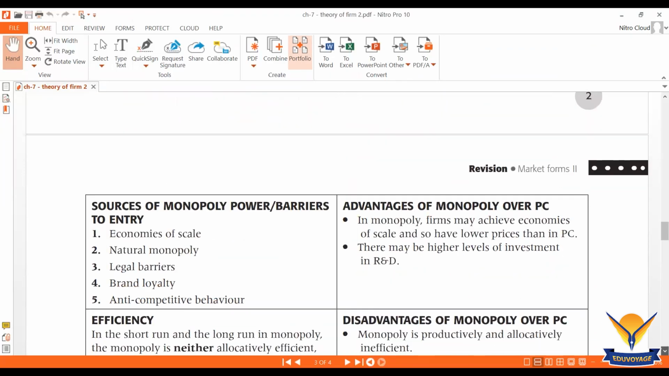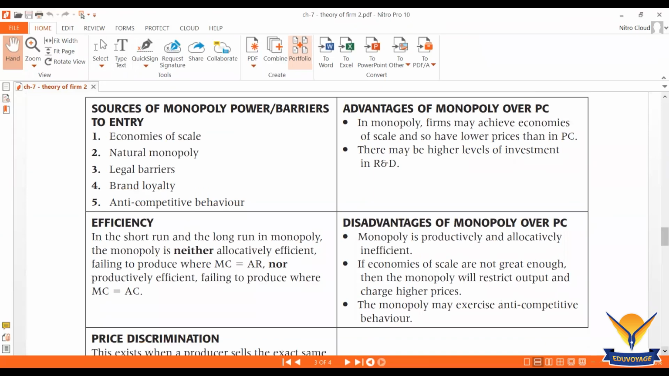Now, this question you get for 25 marks, where you have to elaborate on this part along with some more market structures they might ask. Sources of monopoly power or barriers to entry.